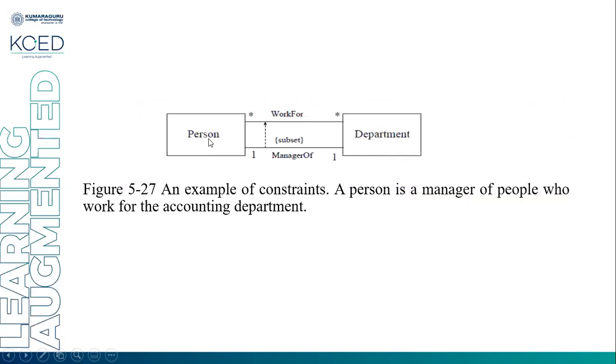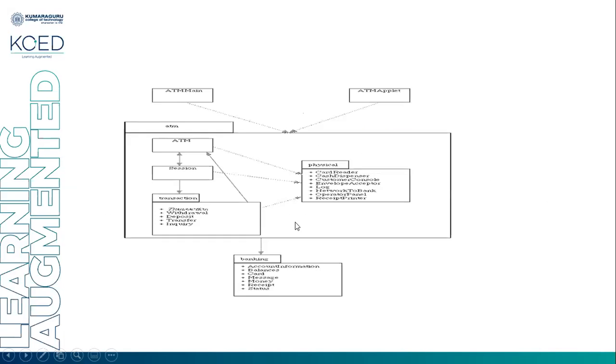For example, here we have a person as well as a department. This relationship is shown by the line. So n number of persons work for n number of departments. From those persons, one person is the manager of one department. From the set of persons, one manager is a subset. This is known as a dependency relationship. Example: a person is a manager of people who work for an accounting department.